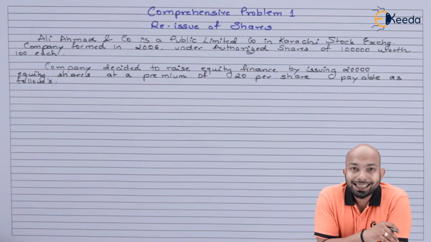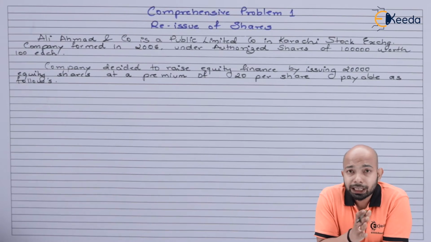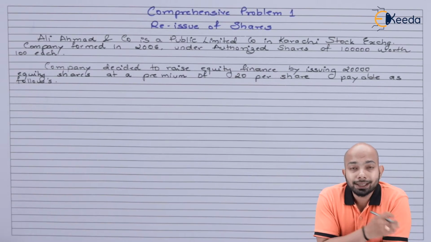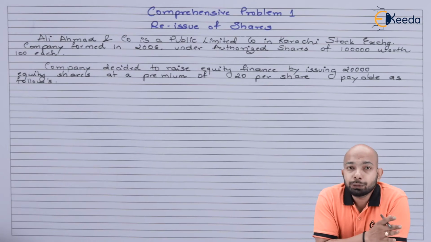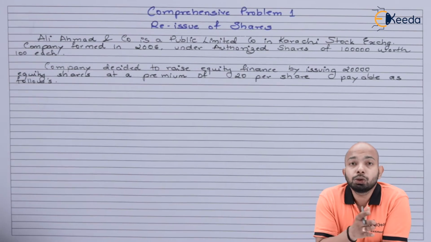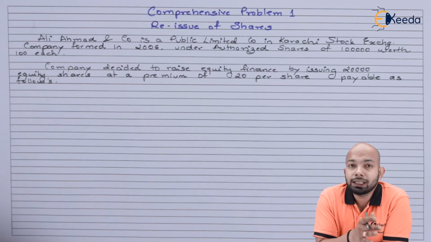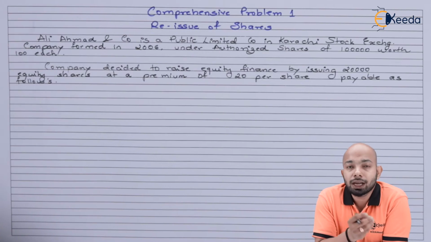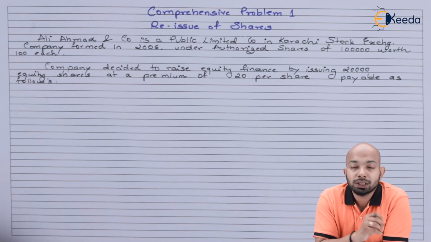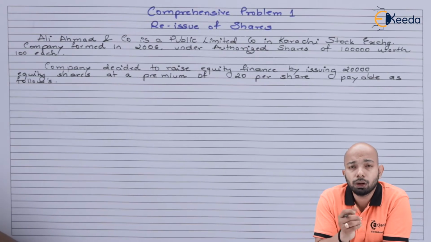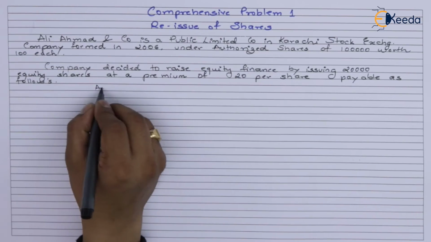Now, the company decided to raise equity finance by issuing 20,000 equity shares. Out of 1 lakh equity shares, they decided to issue 20,000 equity shares. Each was payable at a premium of 20 rupees. That means 100 rupees is the face value and the issue price was 120. So per share a 20 rupee premium is what they were expecting, and this was payable as follows: application, allotment, first and final call. We'll be able to gauge that right now.